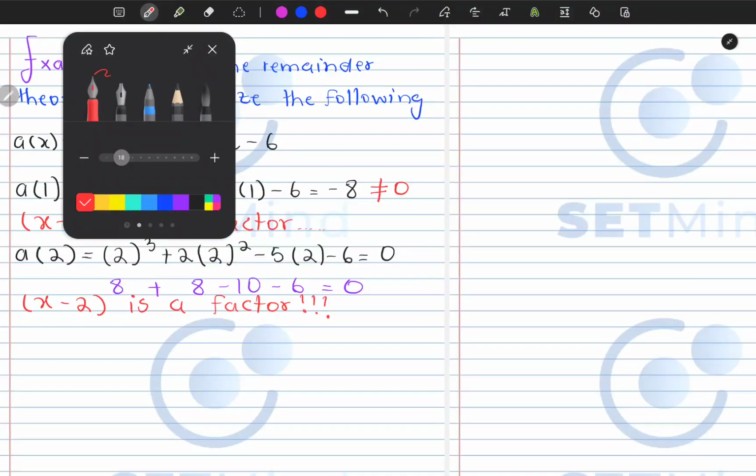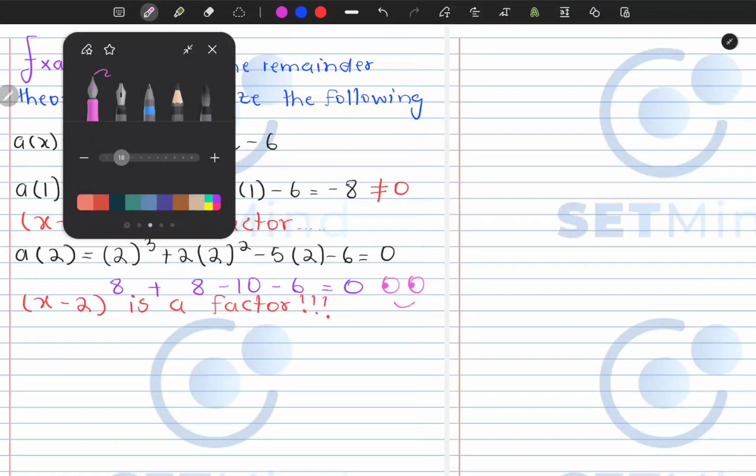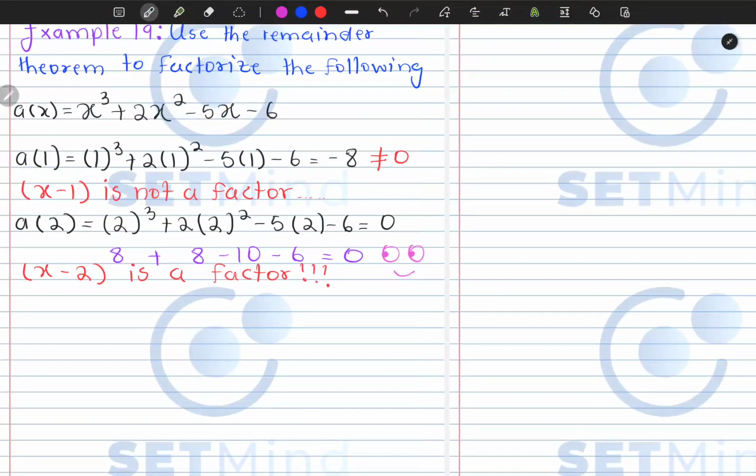So I'm going to use it on our remainder theorem. So once we see a 0, we should be becoming happy. Because once we get a 0, it means we are just a minute away from using our remainder theorem. So this should make us smile. Because we now have one factor which we are going to use to find the others. So we have x minus 2, and that is going to be dividing x cubed plus 2x squared minus 5x minus 6, like that.